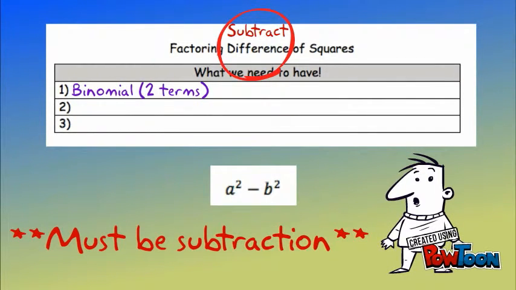The first thing is that I must have a binomial. In other words, I can only have two terms. If I have a trinomial, this is not going to work. It has to be a binomial.